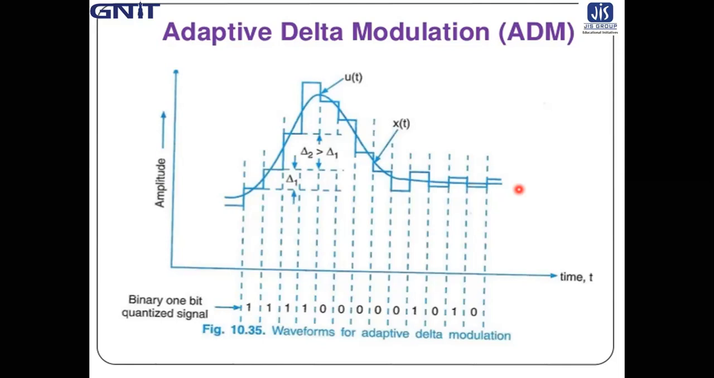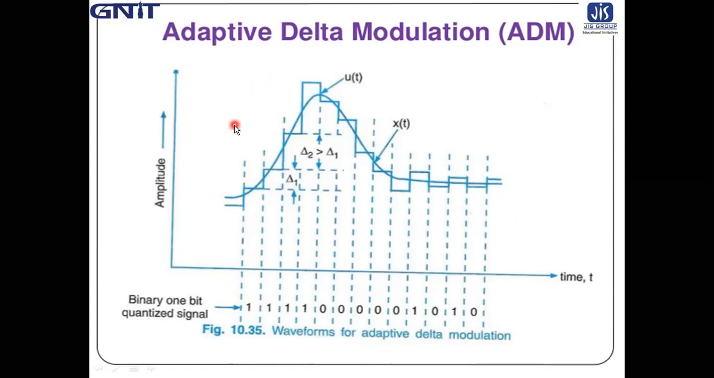See, this is the picture. Here the step size is delta 1, and in the second case the step size is delta 2. So delta 2 is naturally higher than delta 1. This is x(t), the original signal, and u(t), that is your staircase signal, with variable step size. So the step size now becomes variable depending on the slope of the input signal. That is why the name is adaptive.